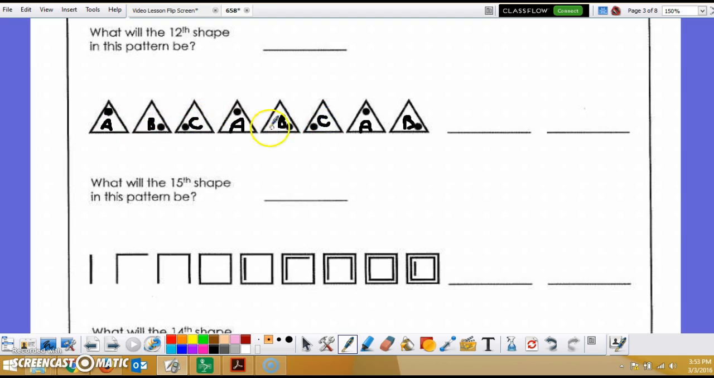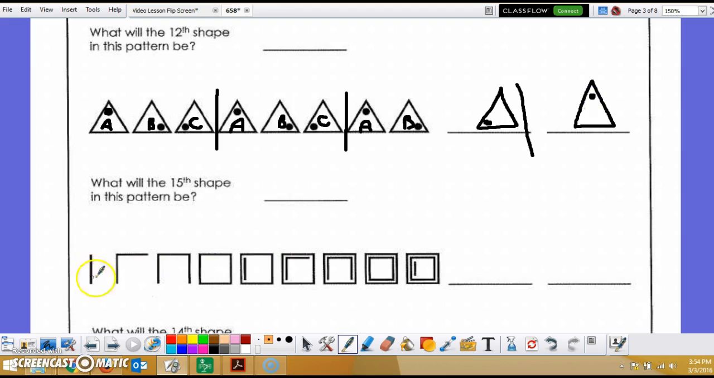So ABC, ABC, AB, it has to be C, which means what should that look like? If I draw my triangle, the dot will be in the bottom left-hand corner. And since it starts with a 3-picture pattern, I'm going to pick back up again with A, which is a triangle with a dot in the top.